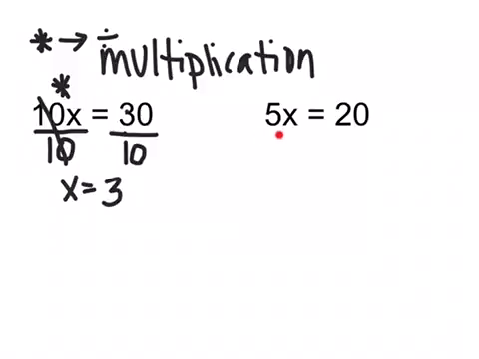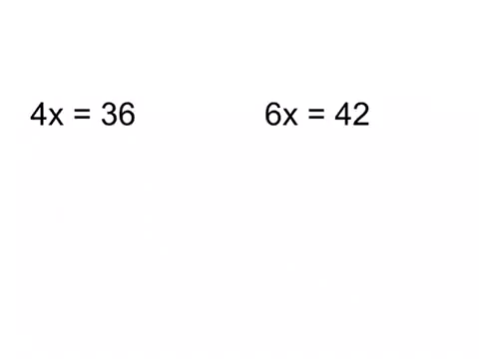Now, on my second example, I have 5 times x, or 5 multiplied by x. So I'm simply going to divide by 5 on both sides, and I'm left with x equals 4. Now, here are two more examples for you to try on your own, so try these two now.